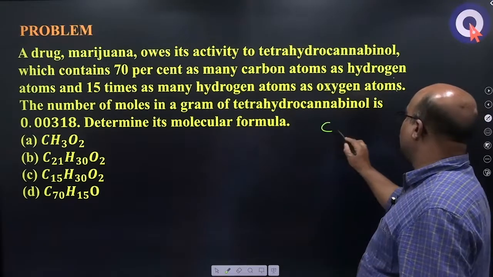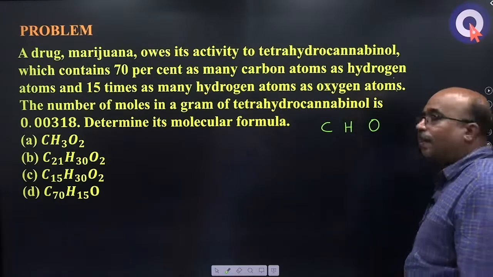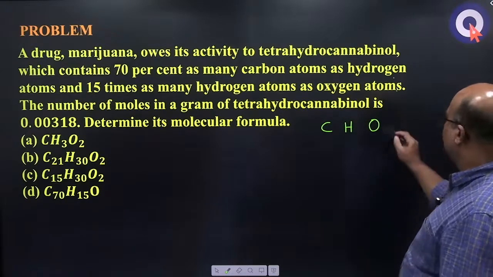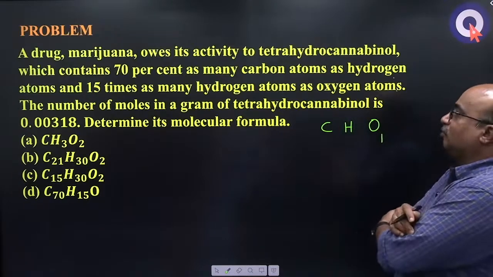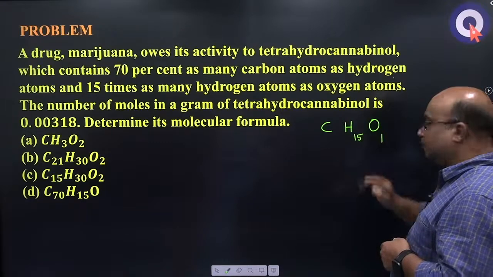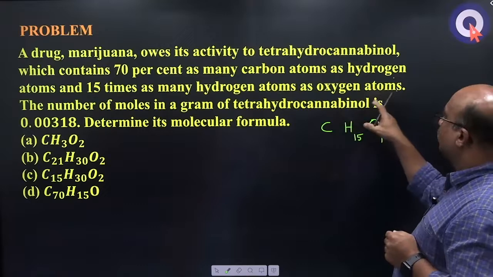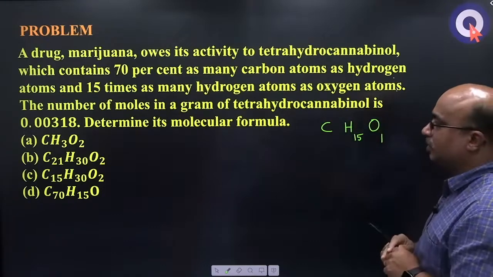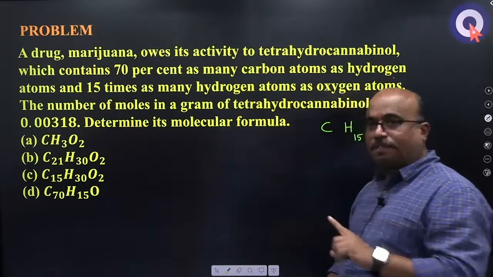So if you write carbon, hydrogen and oxygen, suppose we take a simple relation like oxygen is 1. How many hydrogen should be there? 15. Because there are 15 times as many hydrogen atoms as oxygens. So if oxygen is 1, hydrogen should become 15.